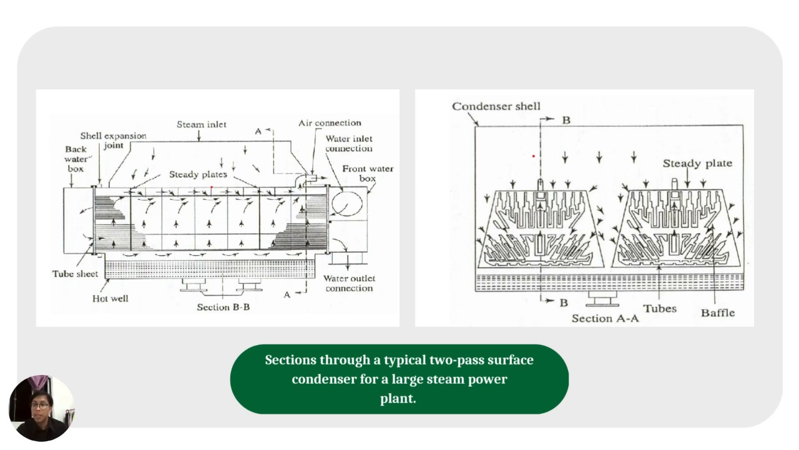In summary, the two-pass surface condenser plays a pivotal role in the steam power plant cycle. By efficiently condensing the exhaust steam, it allows for the continuous and efficient operation of the plant. The design and operation of the condenser directly impact the overall efficiency and environmental performance of the power plant.